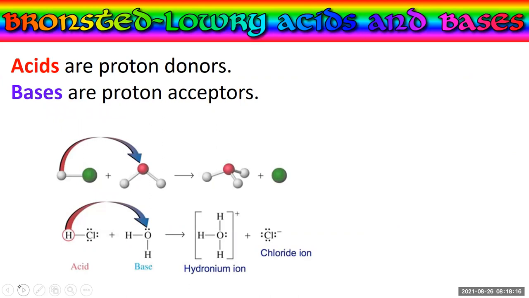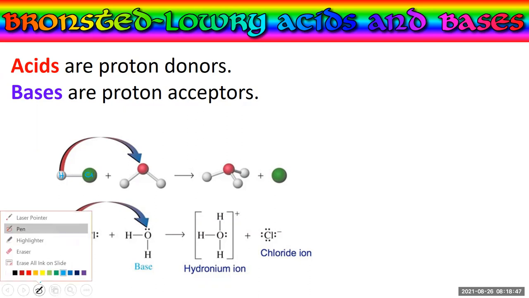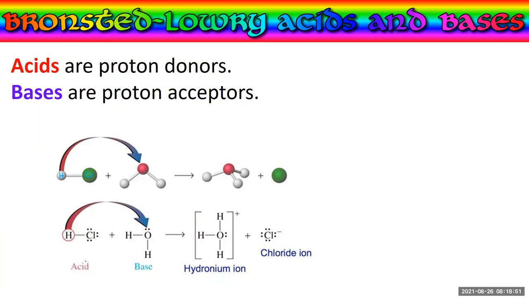So let's have a look a little bit more closely at how this donation of hydrogen occurs. We've got an acid here, HCl. This is your hydrogen, and this is your chlorine. And we're looking at that hydrogen on the HCl being attracted to the water molecule and eventually leaving the chlorine and bonding with the water molecule. Now, why would something like that occur? Let's have a look. Hydrogen chloride, HCl, and water are what we call polar molecules.